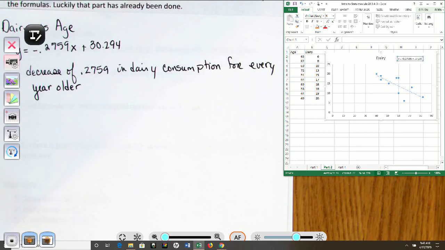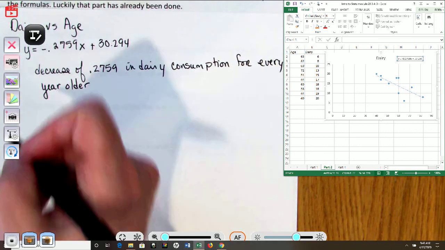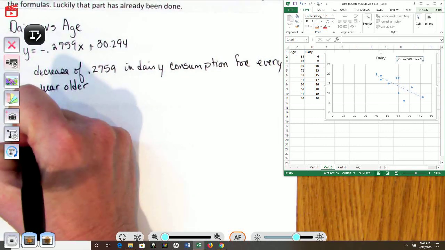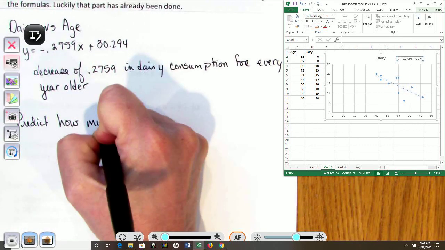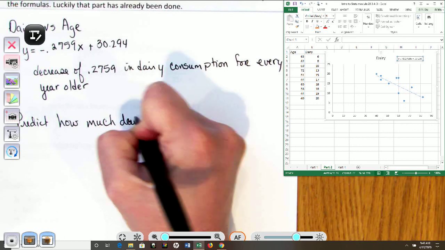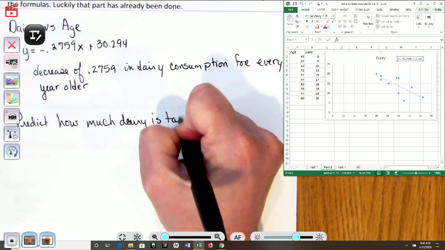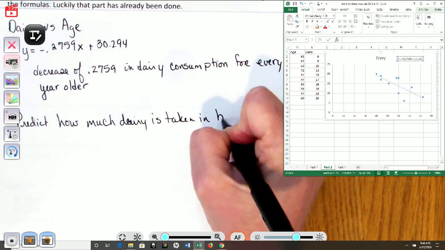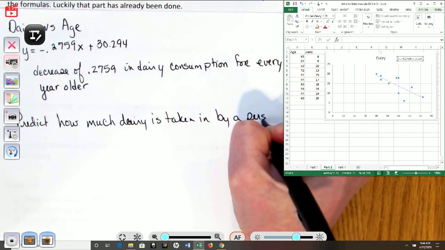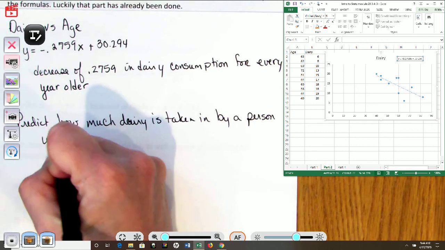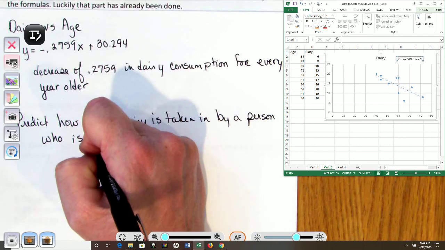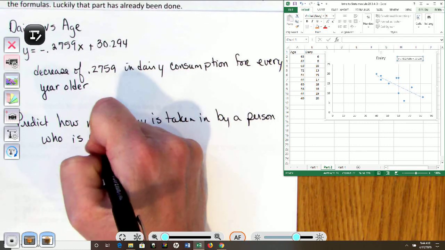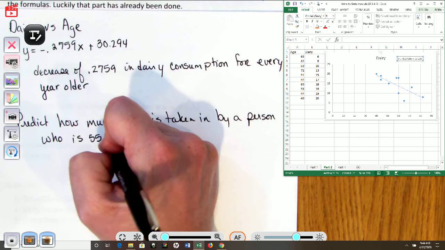And if I had labeled my graph better, that would have been there. But again, we can use this to predict or calculate how much dairy is taken in by a person who is, and let's go with, I don't think 55 was on our list, 55 years old.